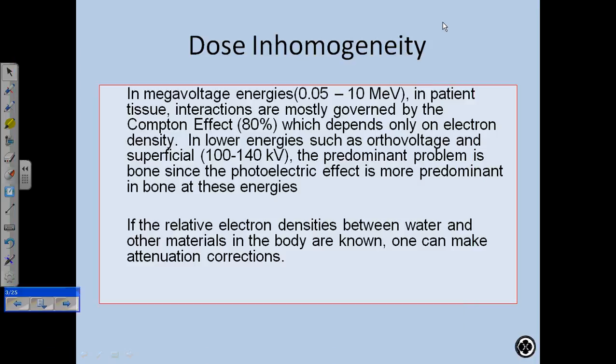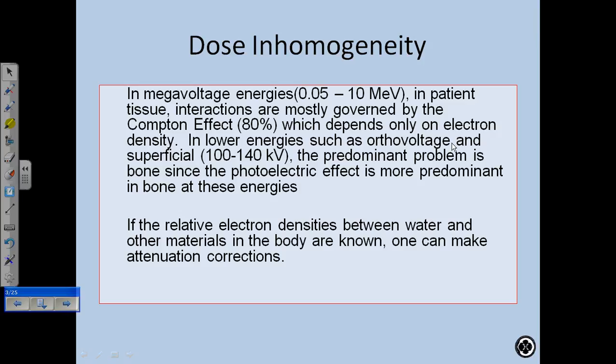So on average about 80% Compton effect, which depends only on electron density. And electron density is electrons per cc. It can be electrons per gram, but we mostly use electrons per cc.